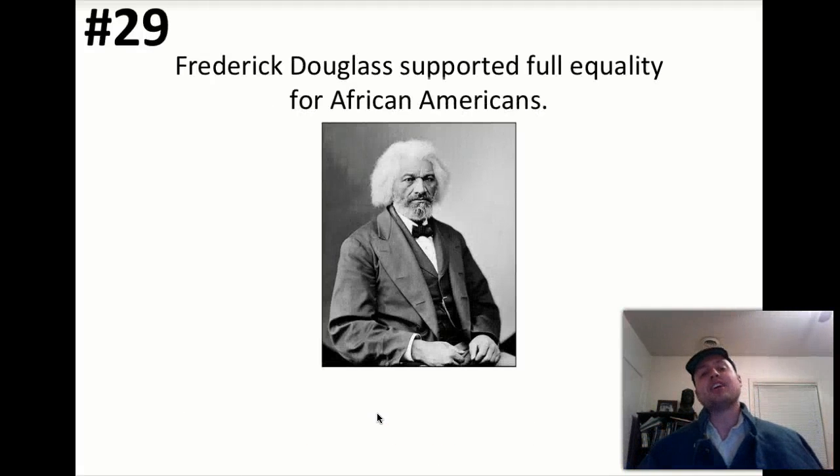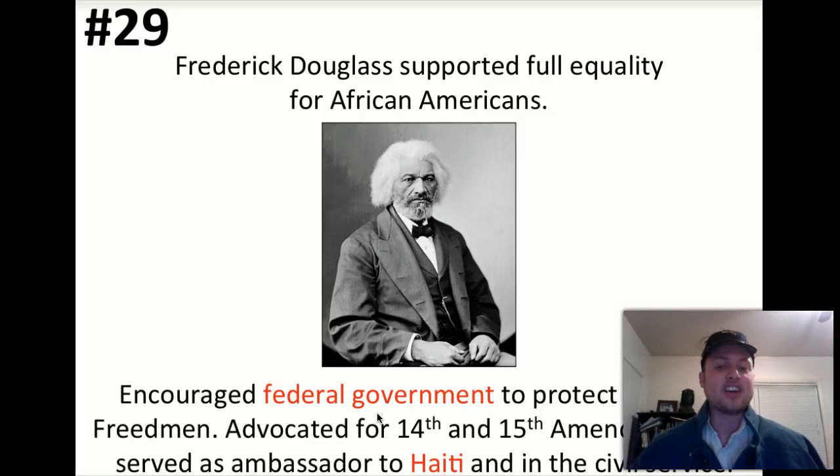Last guy, Frederick Douglass. Frederick Douglass supported full equality for African Americans, and he encouraged the federal government to protect the rights of freedmen. He was always going to the president saying, you got to back me up. You got to back up African Americans on the 14th Amendment, citizenship, on the 15th Amendment, voting. And at the end of his life, he serves as the ambassador to Haiti and in the civil service, which is pretty cool for a guy who was born as a slave. He ends as a citizen of the United States, working as an ambassador to Haiti and in the civil service.